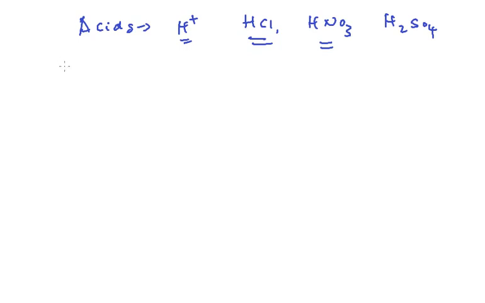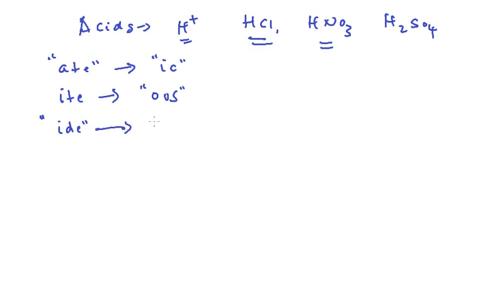If you have an ion ending with ATE, the corresponding acid would have the suffix IC, so that's very important. Okay, if you have an ion ending with ITE, the corresponding acid will have the suffix OUS. And if you have an ion ending with IDE, you have the prefix hydro and the suffix IC. Okay, I'm going to give you an example.